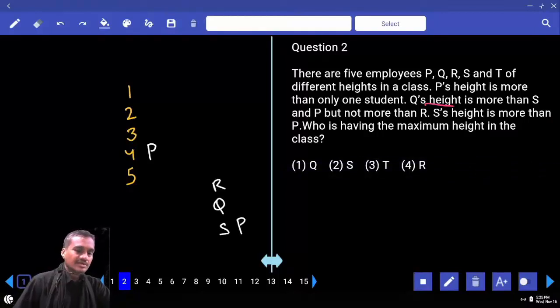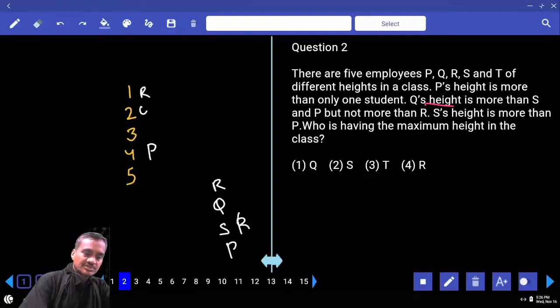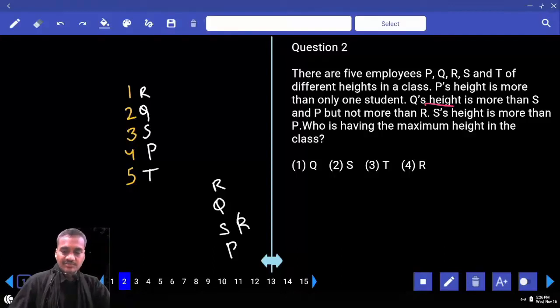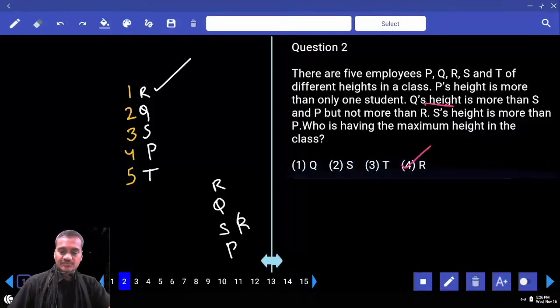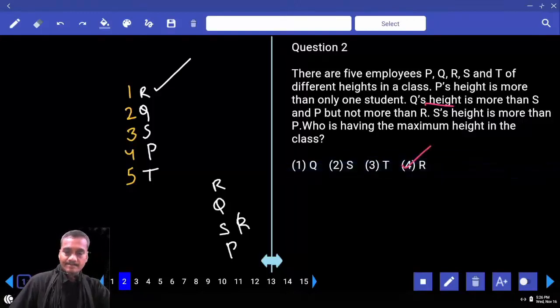And hence R must be at the top. And Q is more than S, but lesser than R. And S is more than P. If S is more than P, then R, Q, S and P must be in this order. And who is the person left over? T. Then who is having the maximum height in the class? Maximum height among these 5 is R, that is choice 5. Question number 2, choice 4. Next one, question number 3.